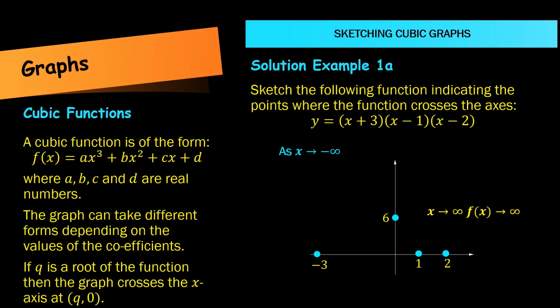As x tends to minus infinity, x plus 3 tends to minus infinity, x minus 1 tends to minus infinity, and x minus 2 tends to minus infinity. So when the three are multiplied by each other, we have that f of x, or y, also tends to minus infinity. So as x tends to minus infinity, f of x tends to minus infinity also.